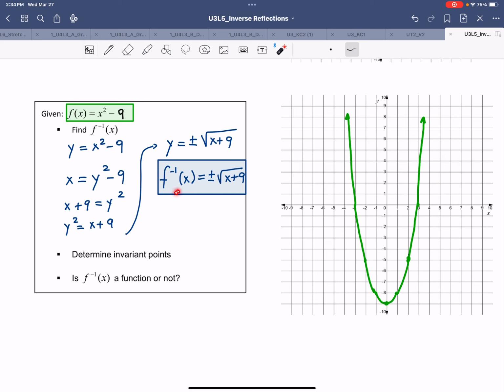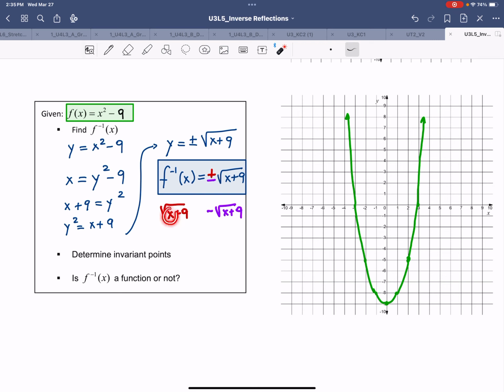Now, we have to draw the graph of square root x plus 9, and we have plus or minus in here. So to draw the graph of a square root function, when we get both the positive and the negative root, what we have to do is draw both arms of them separately. So in other words, we're going to draw the graph of square root of x plus 9, and then the graph of negative square root of x plus 9. So these would be the two parts of the inverse function, the plus and the minus of it.